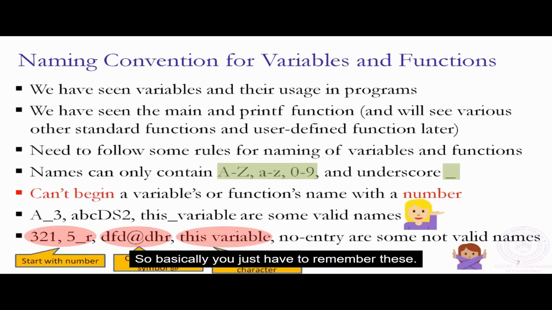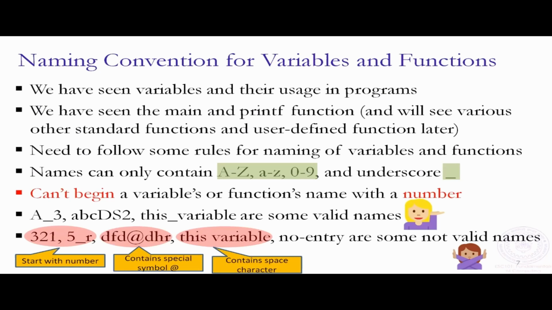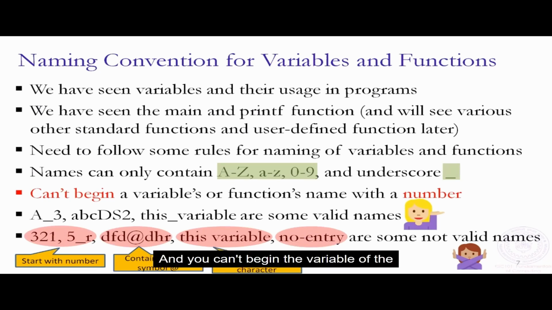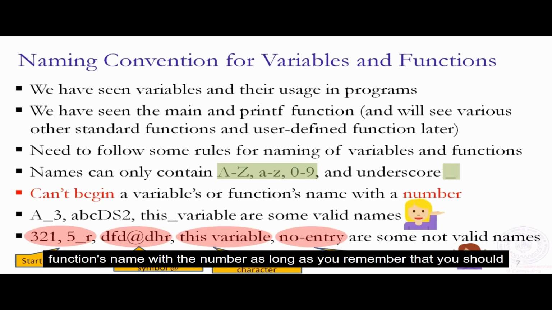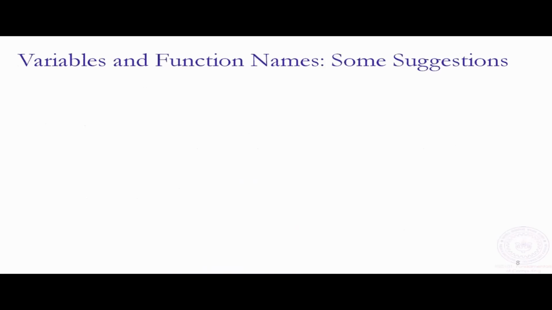So basically you just have to remember these two rules, that you only have alphanumeric characters and underscore, and you can't begin the variable or the function's name with a number. As long as you remember that, you should be fine.